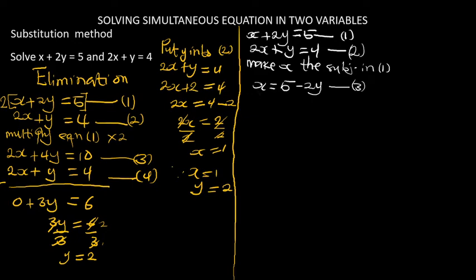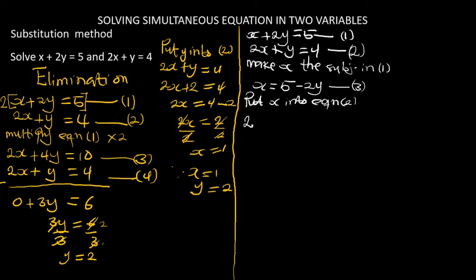So what do we do next? Now we know our x. We know that x is 5 minus 2y. So let's put x in equation 2. Put x into equation 2.